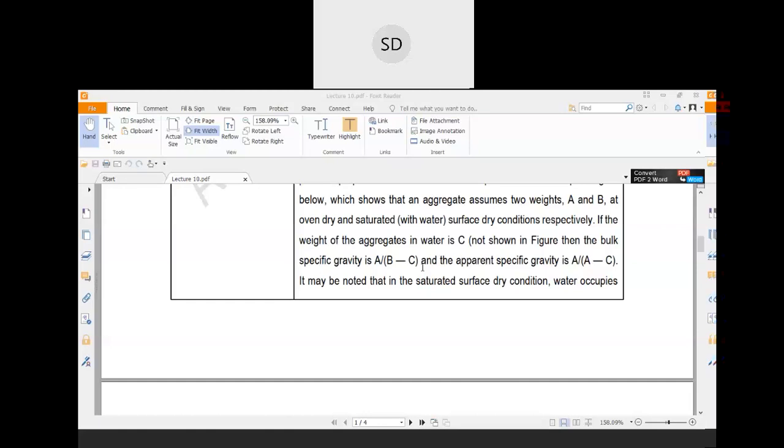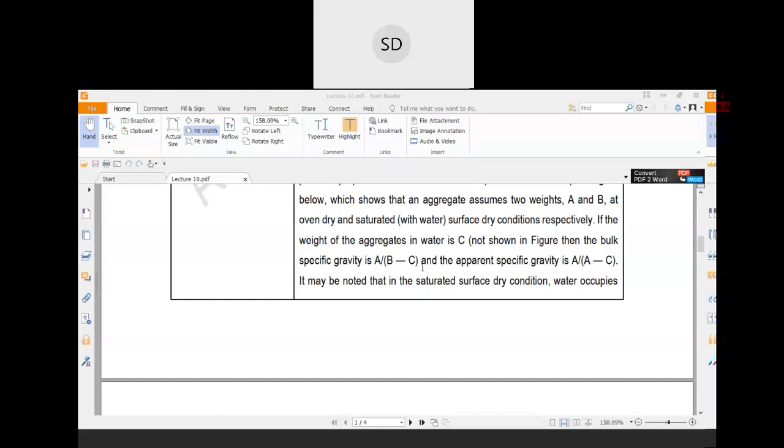Now apparent specific gravity is A divided by A minus C. So A is your dry condition, there will be no water in the pores, divided by A, the same thing, that is the total weight or dry condition weight of the aggregate, minus C. So C is basically the weight of the aggregate in the water. Now these are the bulk specific gravity and apparent specific gravity.